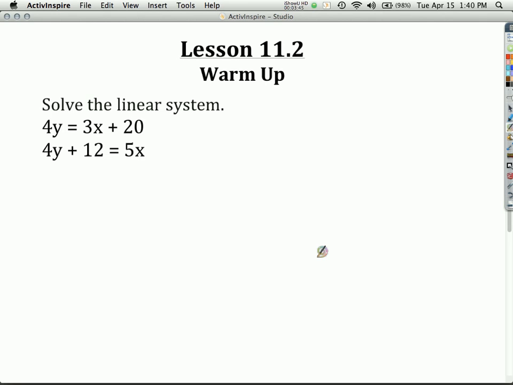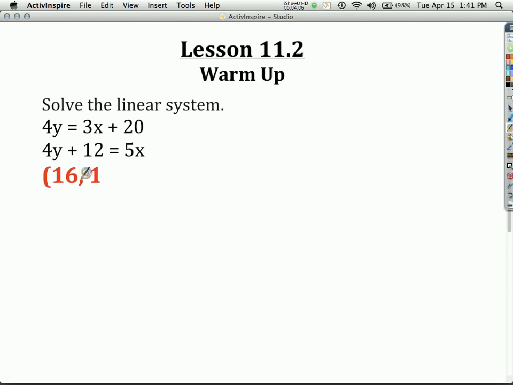X equals negative 6.67. Okay? Negative 6 and 2/3. Okay? X is equal to negative 6 and 2/3. Okay? Okay?